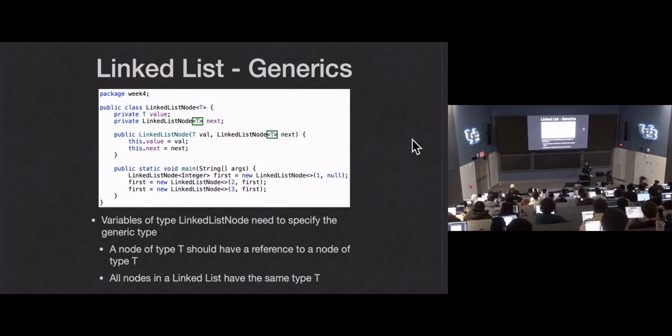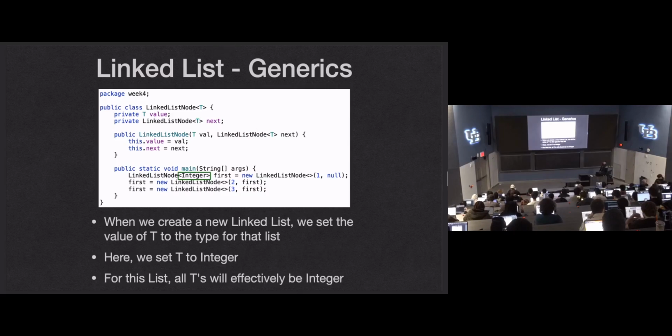Technically, you could create a linked list where the type changes as you go node to node, but that's not super useful. So we're going to stick with the same type all throughout our list. So we have a linked list of type T, not a linked list with nodes of different types. Just stick with T for all of our nodes in the same list.